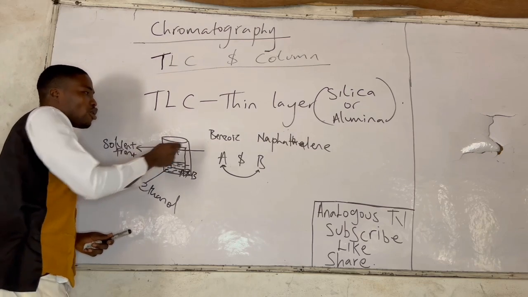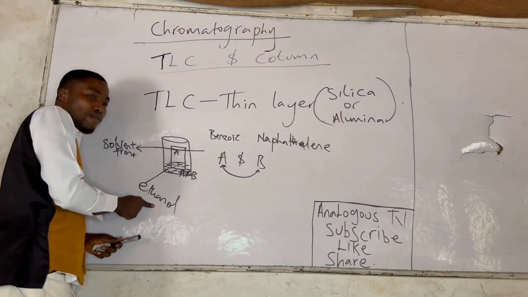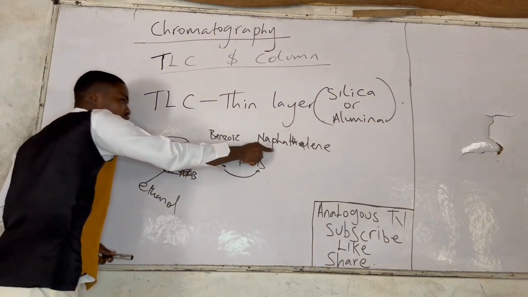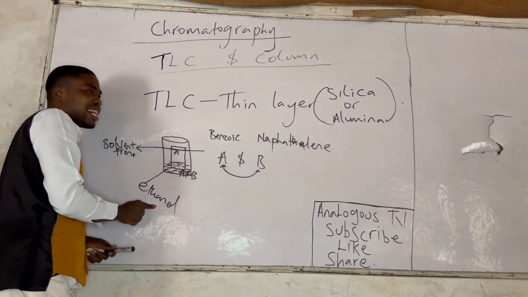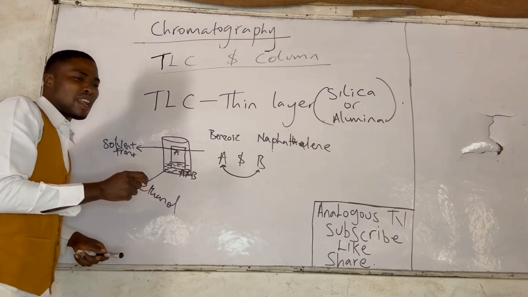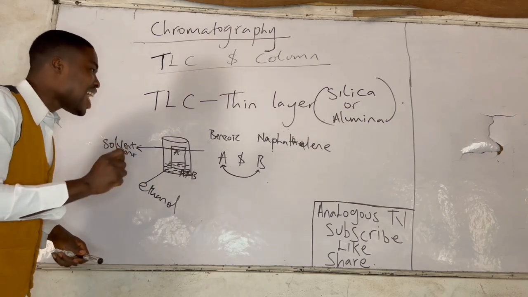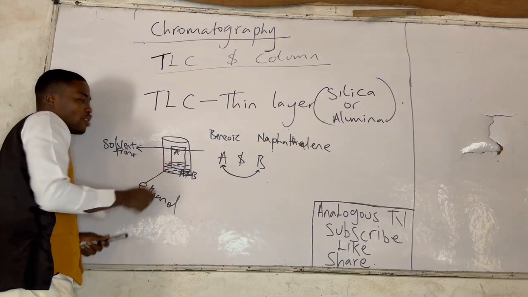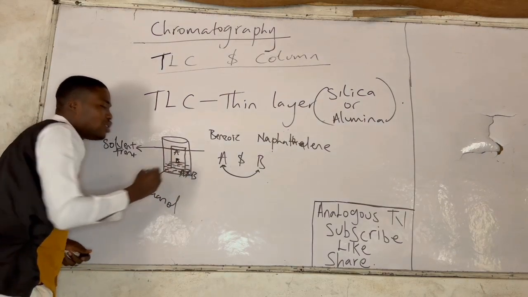It is very attached to the solvent. Why is it attached to the solvent? Because the solvent is ethanol, which is more polar. Benzoic acid is polar, so A will dissolve more. Naphthalene, on the other hand, might dissolve in ethanol, but its solubility in ethanol is less, and naphthalene will therefore be more attracted by the stationary phase. So naphthalene will travel a short distance.